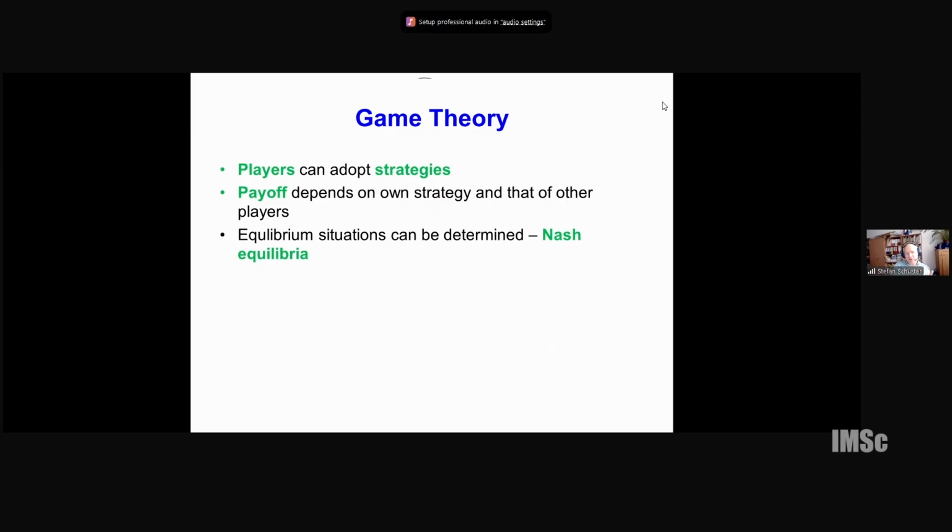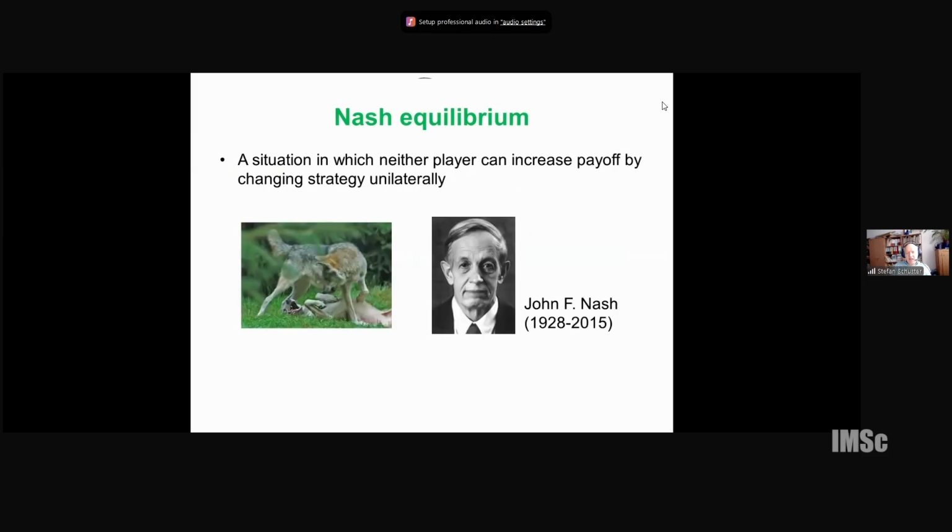You know, this word comes from economy, but in biology we usually call it fitness, or maybe some other reward, which is then obtained by a certain set of strategies. But importantly, it depends also on the decisions of the other players. Then equilibrium situations can be determined, and these are so-called Nash equilibria, or in extension the evolutionarily stable strategies. And the Nash equilibrium is named after John Nash, who also worked at Princeton.